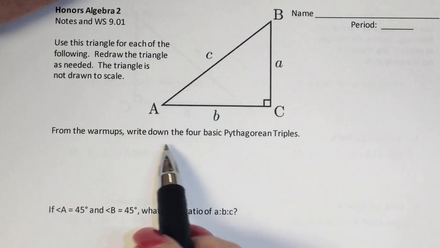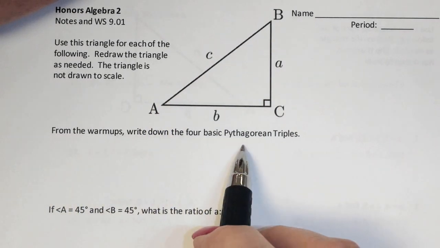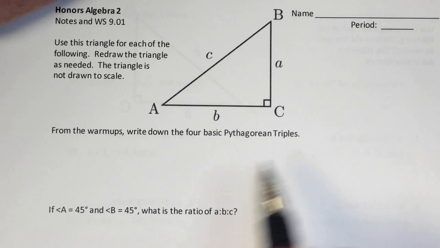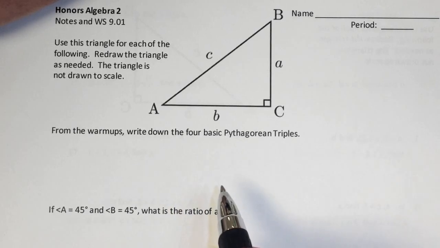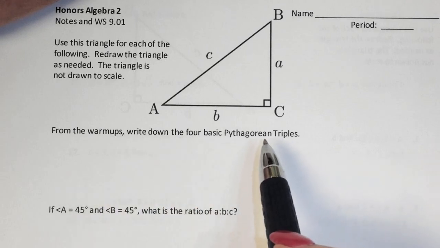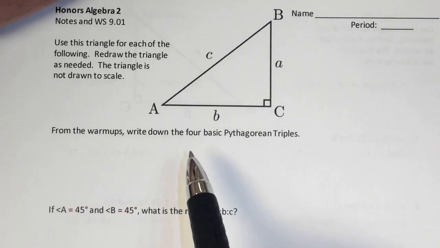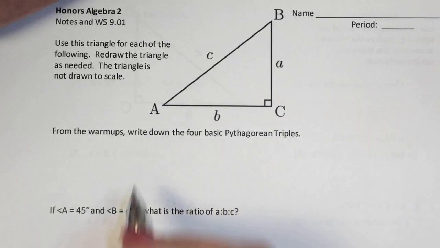In the warm-ups, we would have done the 4 basic Pythagorean triples. These are triples that you just have to memorize. You've got to know these. They're always on the ACTs. They come up later in pre-calculus. They come up in calculus. They're just important to know.